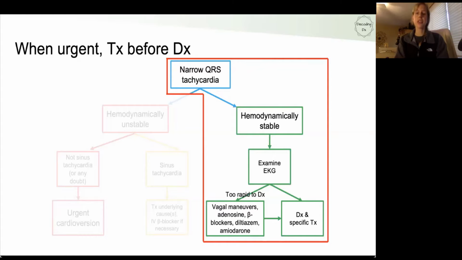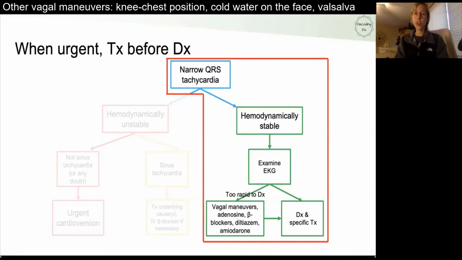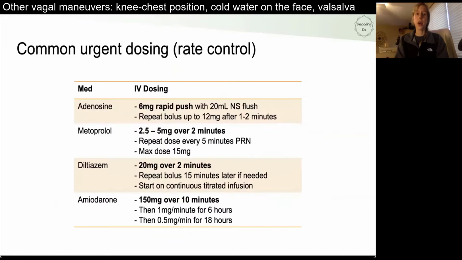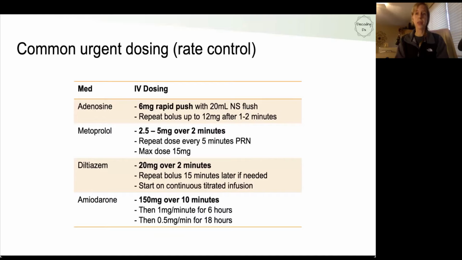Of the various things that you can do, the least invasive is vagal maneuvers. That includes rubbing one side of the carotids, deep breathing, all sorts of things to try and just get that heart rate down. Or you can use medications. So here are some of the more common urgent dosing regimens for some of the most common medications to try and slow down that heart rate.